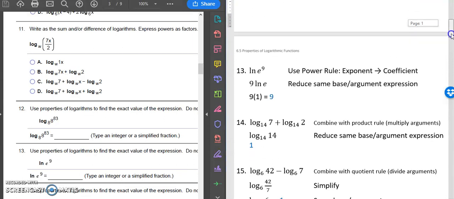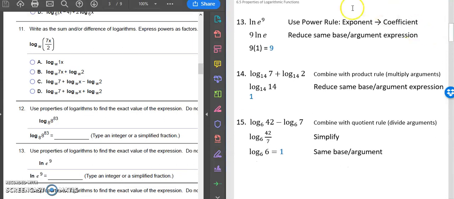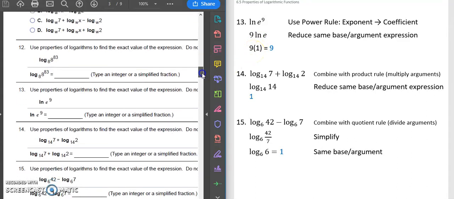Number 13, another same base argument situation, almost identical to number 12. It's just using the natural log. You bring the 9 down in front using the power rule. You make that exponent the coefficient. Then you have log base e of e. So those will reduce to being 1. You have 9 times 1. The final answer is just 9.